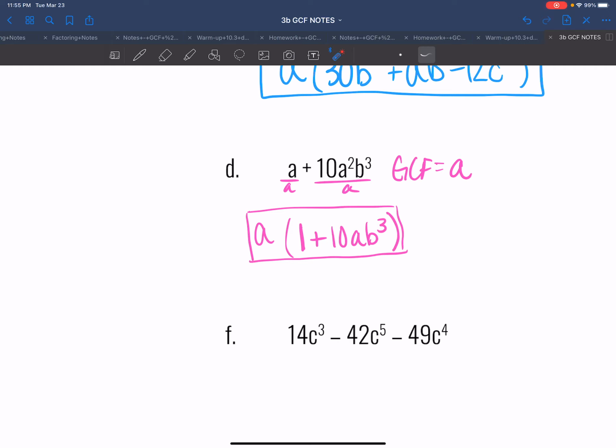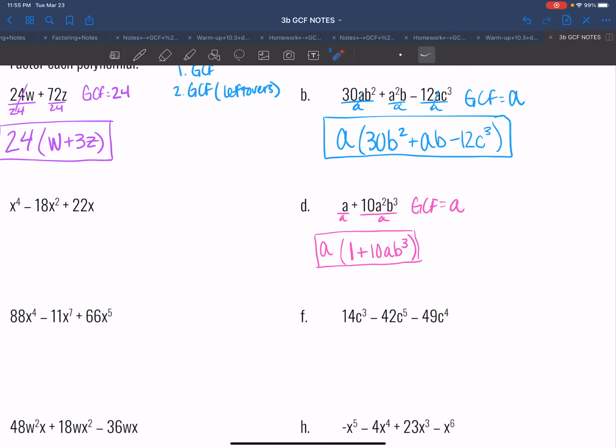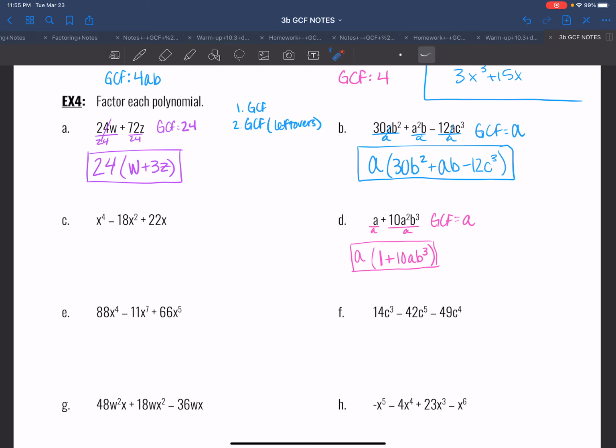Anytime we're writing these parentheses, if there were 2 terms in our original problem, there's going to be 2 terms here. We had 3 terms in our original, we had 3 terms in our parentheses. So that's another checkpoint that you can use for yourself.